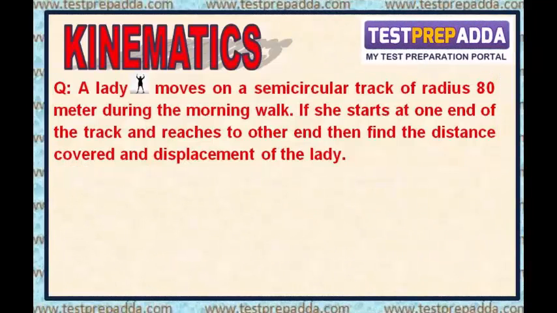The question says, a lady moves on a semicircular track of radius 80 meter during a morning walk. If she starts at one end of the track and reaches the other end, find the distance covered and displacement of the lady.